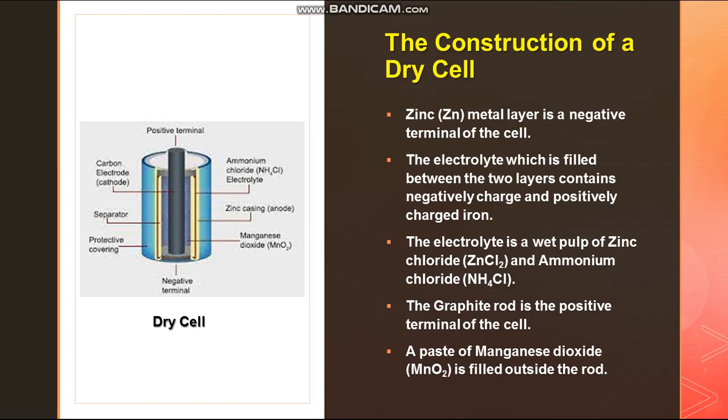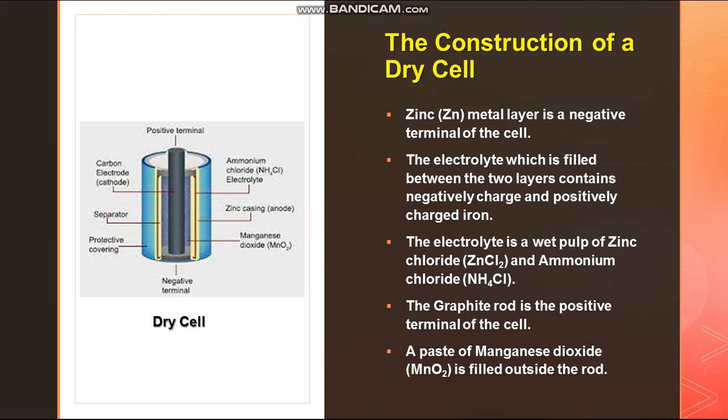Now let us learn the construction of a dry cell. You can try this at home. You can take a used dry cell and remove its outer coating. Inside you will find a whitish metal layer. This is the zinc metal layer, and this is the negative terminal of the cell. Now carefully break open this layer.